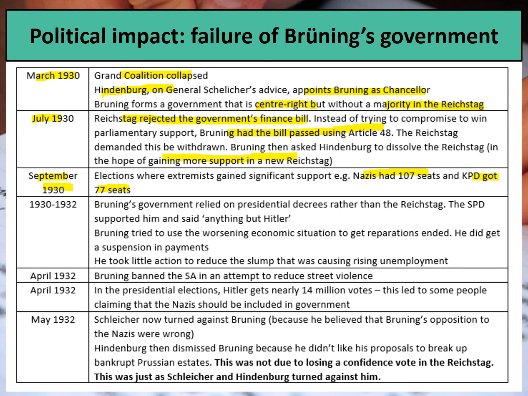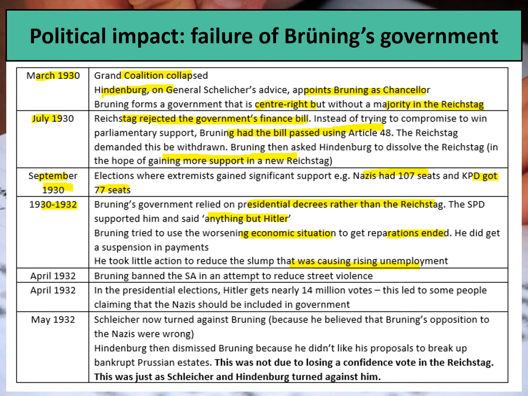What else did he do then between September 1930 and 1932? Well, generally, as we know already, the Reichstag became unmanageable after September 1930, and therefore he relied on presidential decrees rather than using the Reichstag. The SPD actually supported him and said, at least it's better than anything but Hitler. Brüning also did try to do what he could to stop the worsening economic situation. For instance, he did try and campaign to get reparations ended, and he did actually get a suspension in payments. However, he took little action to reduce the slump that was causing rising unemployment.